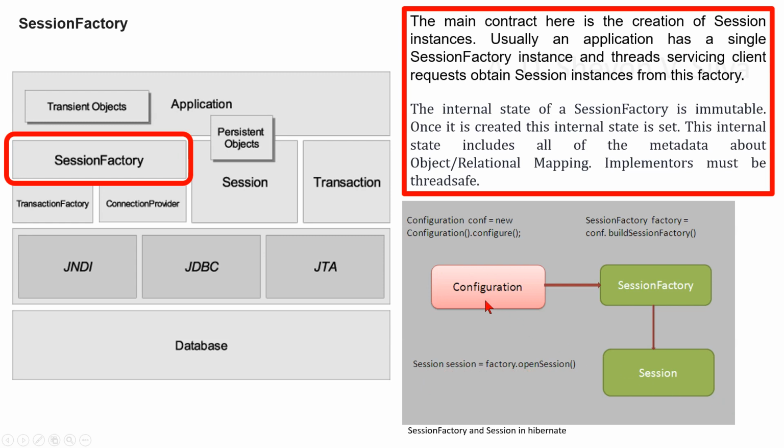Here you can see the code. Configuration config equals new Configuration().configure(), and Configuration is connected to SessionFactory. You can see the config.buildSessionFactory method here to get a SessionFactory object, and SessionFactory is connected to session. You can see the factory.openSession method to get a session here.